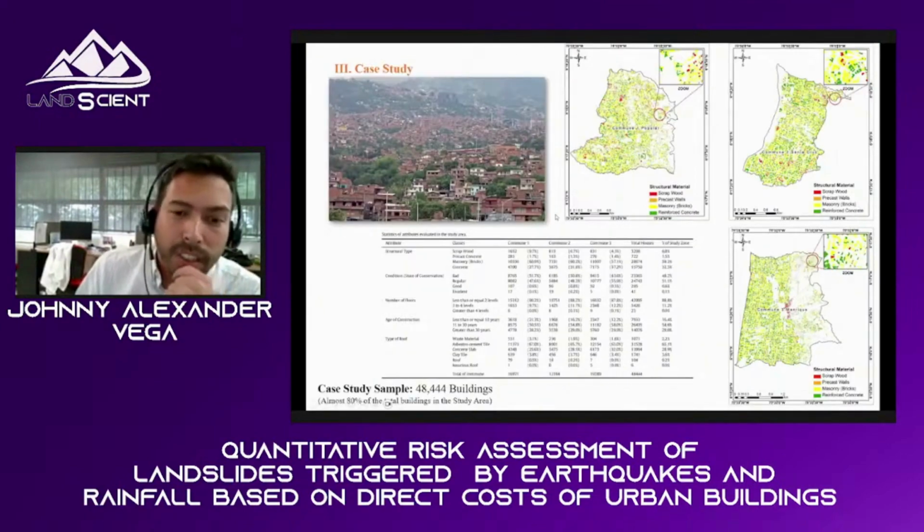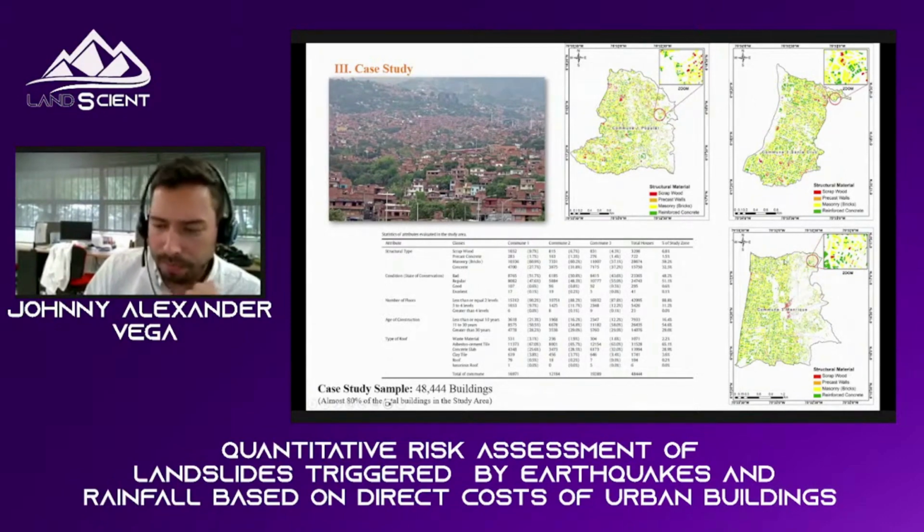The case study covers more than 48,000 buildings in commune 1, commune 2, and commune 3 in the northeastern zone of Medellin. And you can see the structural material maps of these communes.